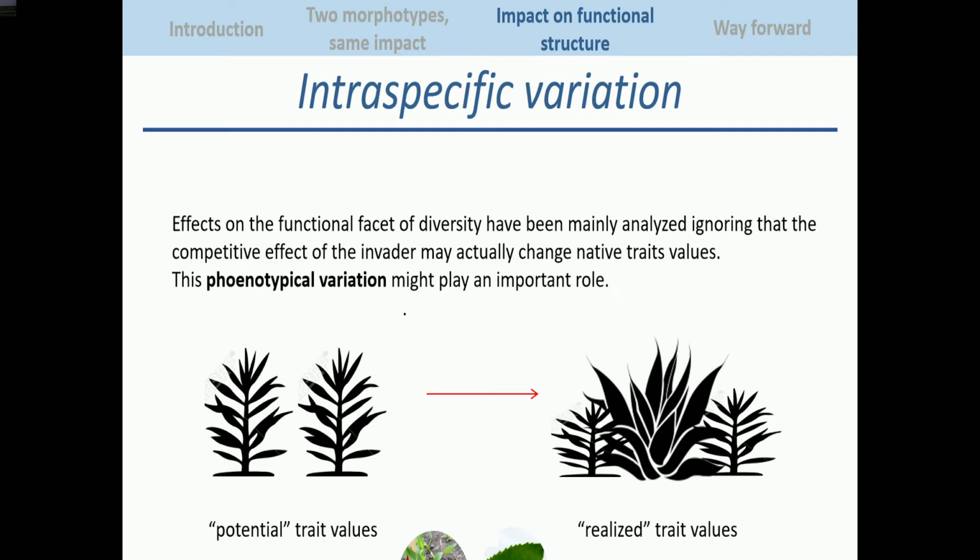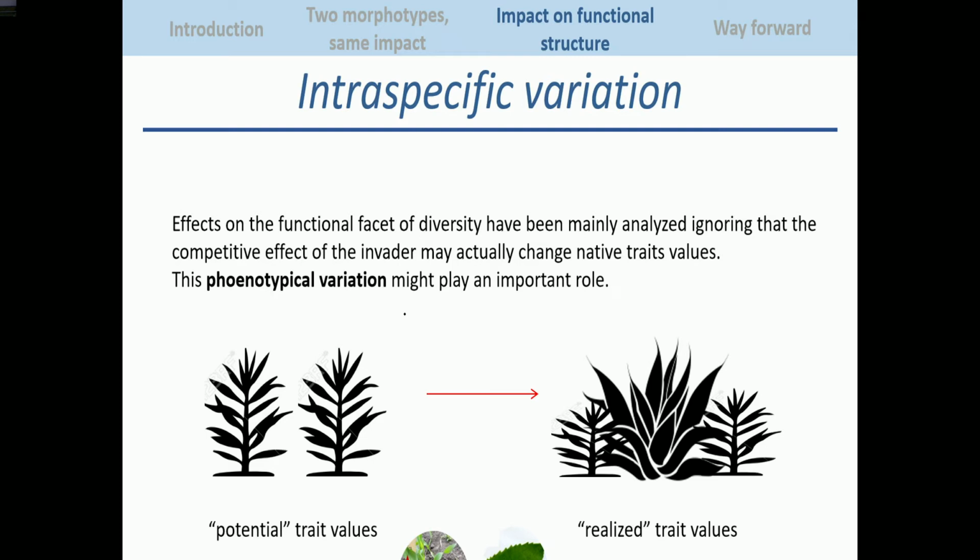I probably should say something more about these traits because probably not all of you are familiar with them. So plant height is quite straightforward. It's related to the competitive vigor of a plant, of a species, because the higher the plant, the more competitive it will be in terms of light.